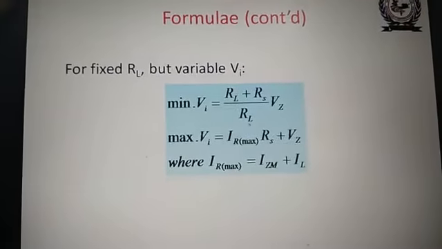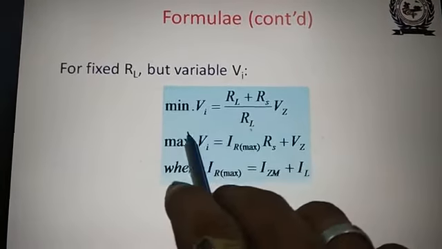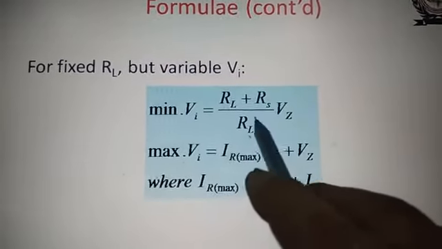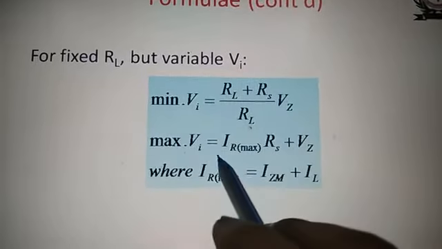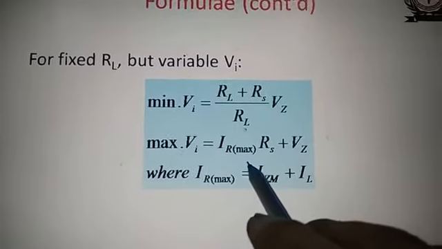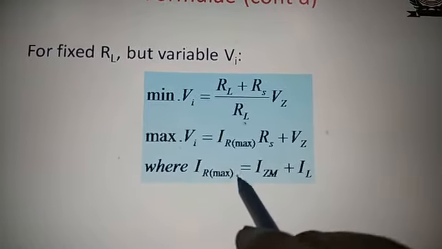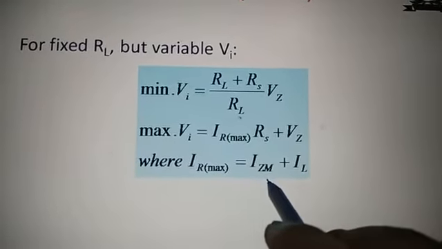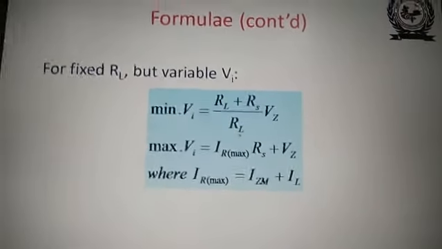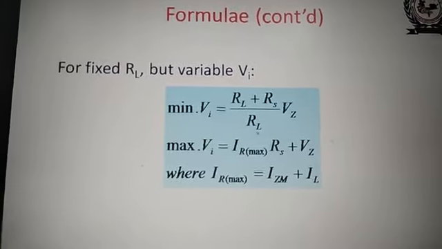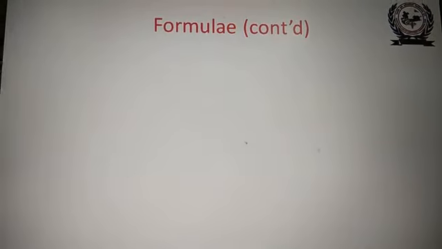For fixed RL but variable VI, if input is varying and load resistance is fixed, then minimum VI input voltage is RL plus RS upon RL into Vz, and maximum VI is equal to IR max into RS plus Vz, where IR max is equal to maximum Zener current plus load current. So these are very important formulas used with the Zener diode regulator, and they are very simple formulas.